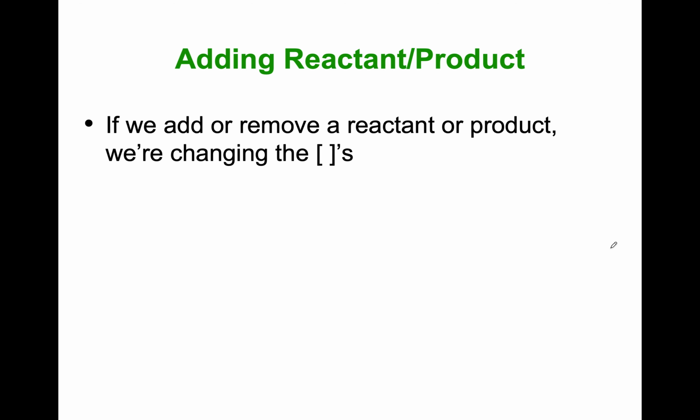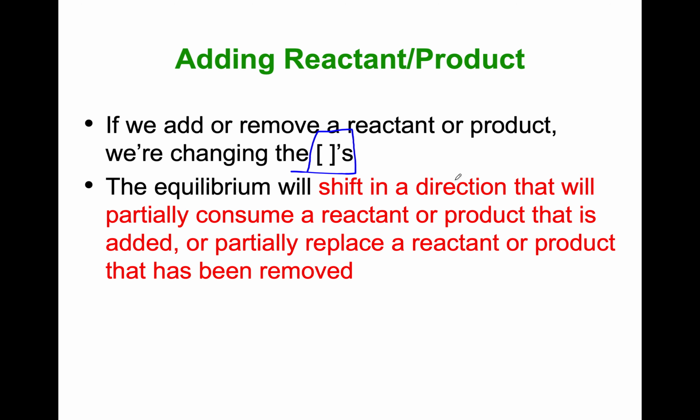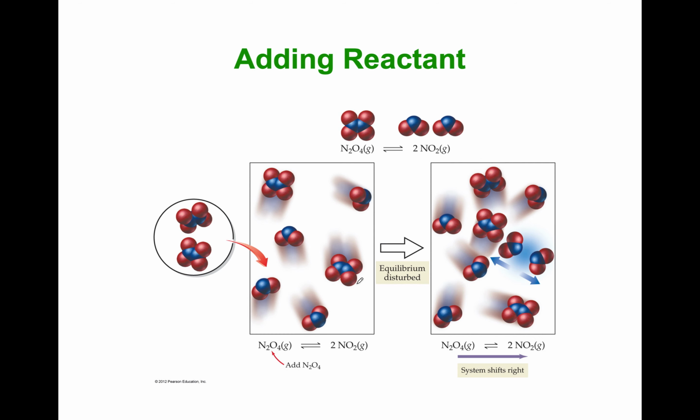If you add or remove a reactant or product, that's changing the concentration, so it's no longer at equilibrium. You've disturbed the equilibrium, so it shifts: it will consume a reactant or product that is added and replace a reactant or product that has been removed. Basically, we have to get back to that ratio. If we look at an equilibrium example, right away we want to write the equilibrium expression: NO2 squared over N2O4, and this equals some number.